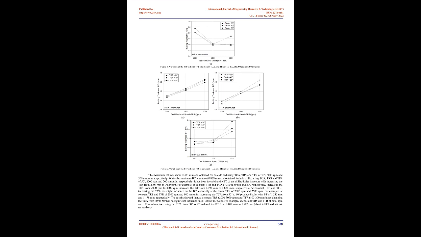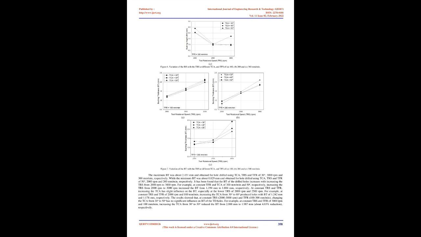While the smallest HD, 14.992 mm, was obtained at TRS, TFR, and TCA of 2000 rpm, 200 mm/min and 60, respectively. 3.3 The bushing height and thickness measurements.